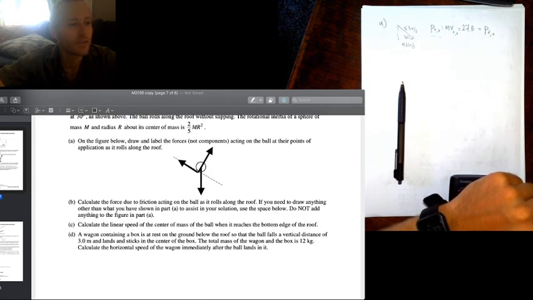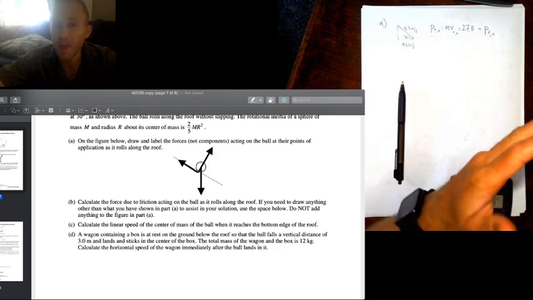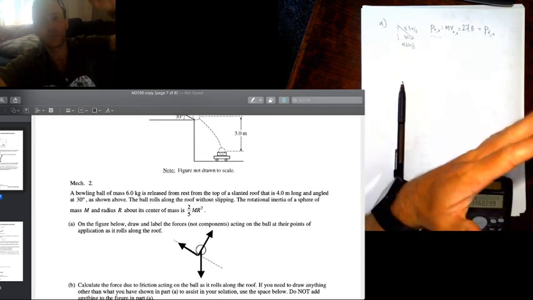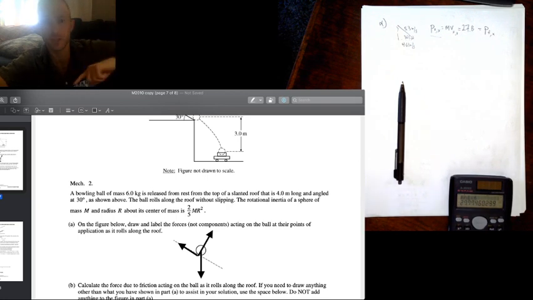Now, y momentum is not conserved because we have gravity acting vertically. We have normal force acting vertically when the ball hits the ground. So those external forces are going to change the y momentum. But the x momentum is, in fact, conserved.